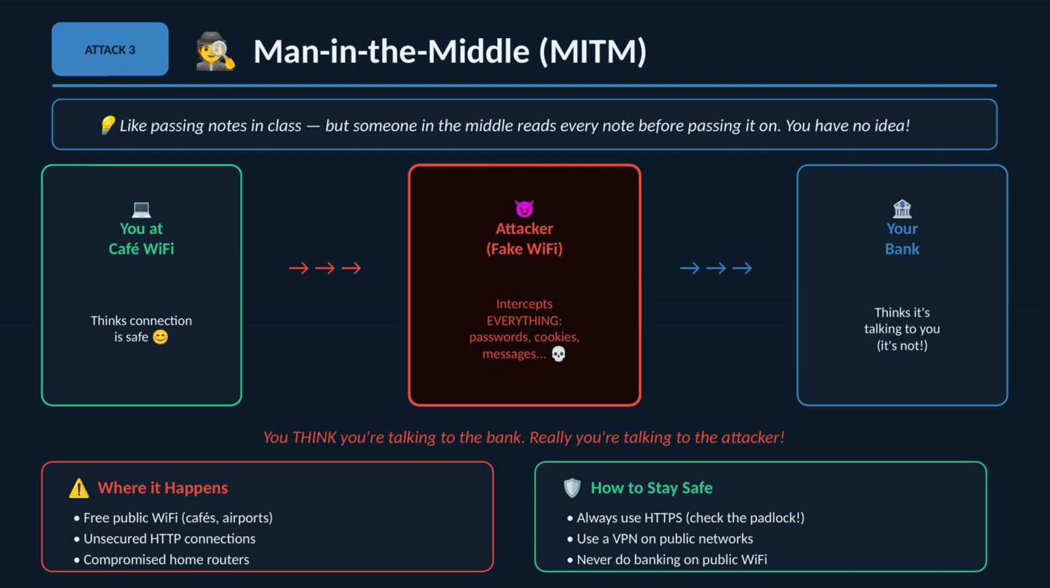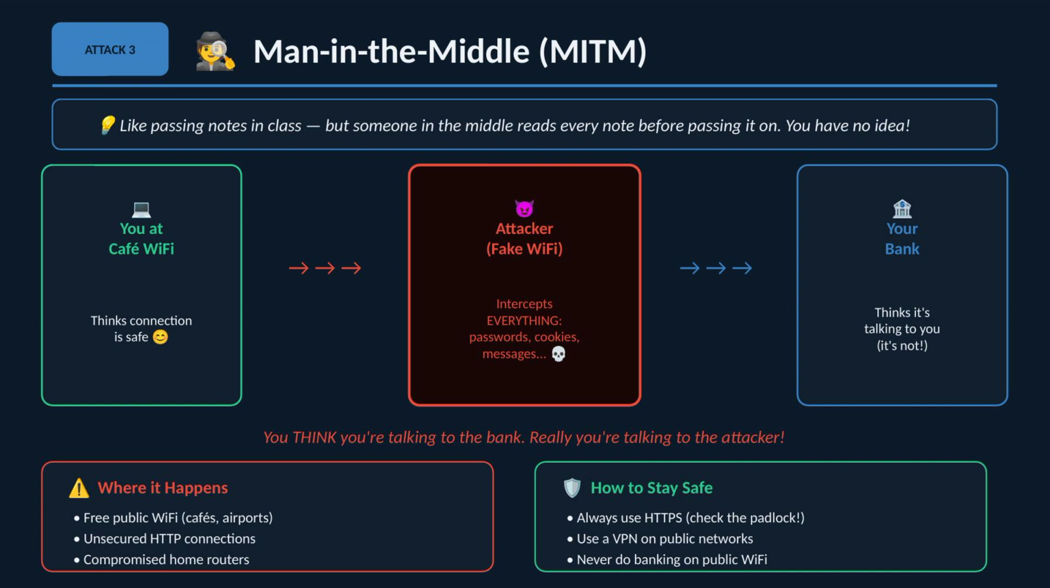Attack number 3, and this one has a great name, man in the middle, or MITM. Here is the scenario. You are at a coffee shop. You connect to the free Wi-Fi, called Cafe Guest. You open your bank's website and log in. But what you do not know is that a hacker, in the same coffee shop, created a fake Wi-Fi hotspot also called Cafe Guest. Your laptop connected to the hacker's hotspot instead of the real one.